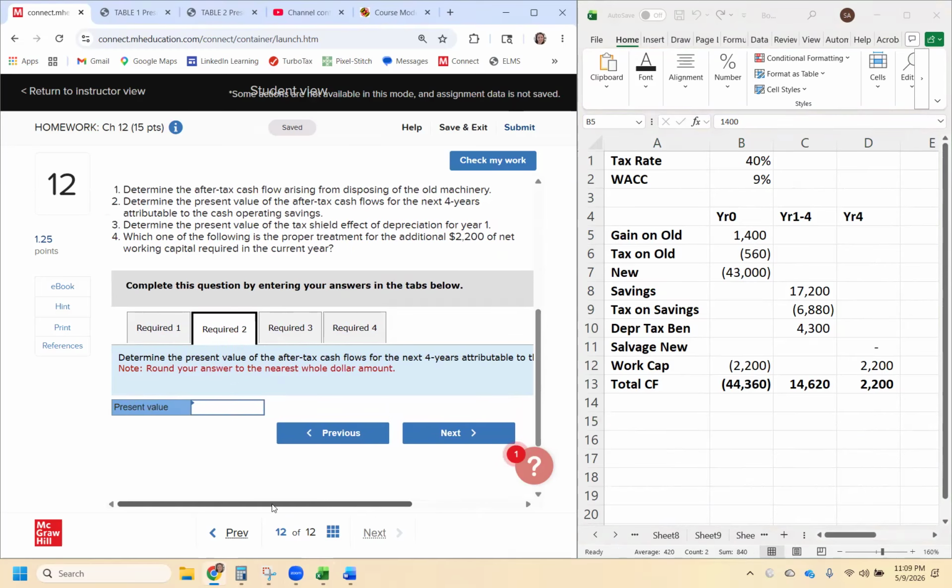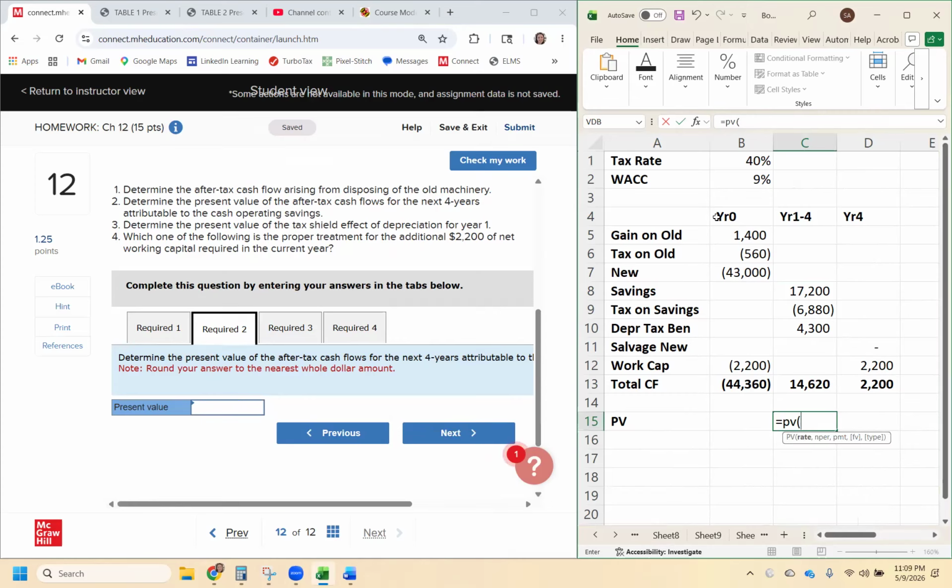All right, very good. All right, required 2. Determine the present value of the after-tax cash flows for the next 4 years, attributable to cash operating savings. Okay, so it's just these two right here. Okay, so those two are $10,320.